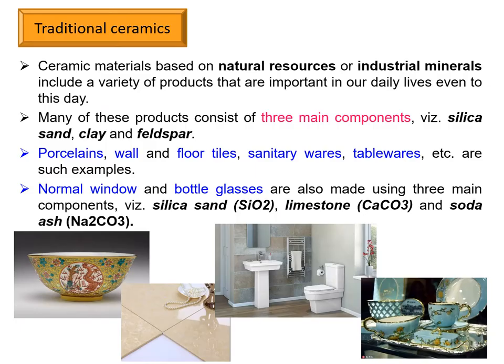In the first group, traditional ceramics, these are ceramics based on natural resources or industrial minerals, which include a variety of products that are important in our daily lives, even to this day. Many of these products consist of three main components, which are silica, clay, and also feldspar. Porcelain, wall and floor tiles, sanitary ware, tableware, etc. are such examples. Normal window and bottle glasses are also made using three main components, silica sand, limestone and soda ash.